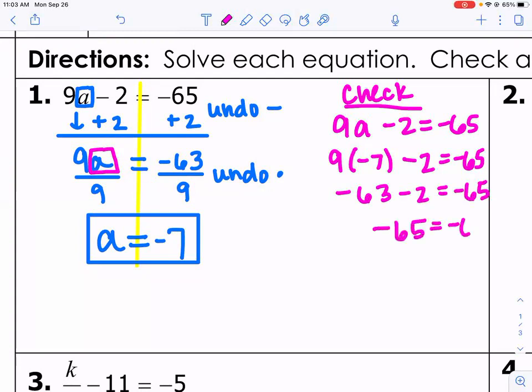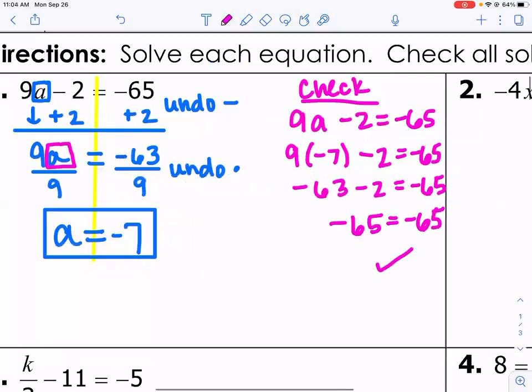Yes, it is. This is so exciting. That works. Okay. That works. All right, let's try number 2.